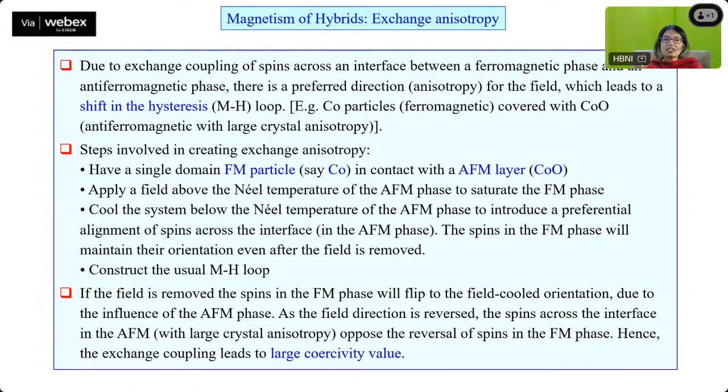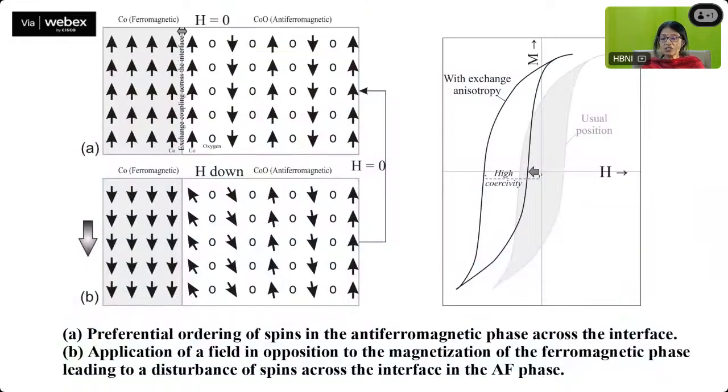So now you construct this MH loop. If the field is removed, the spins in the ferromagnetic phase will flip to the field cooled direction due to the influence of the antiferromagnetic phase. And as the field direction is reversed, the spins across the interface in the antiferromagnetic phase oppose the reversal of spins in the ferromagnetic phase, and hence the exchange coupling will lead to a very large coercivity value.